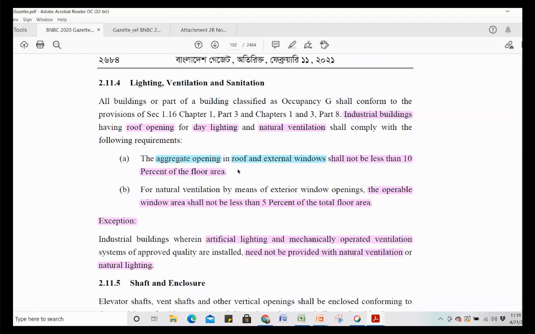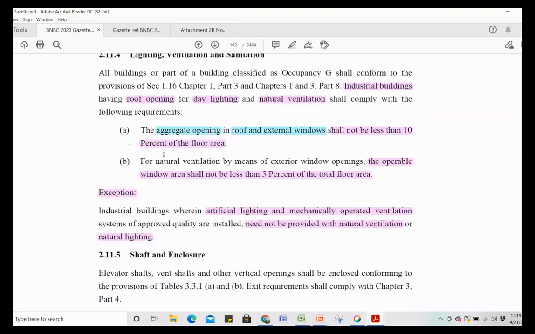The second clause says that for natural ventilation by means of exterior window opening, the operable window area shall not be less than 5% of the total floor area. So the operable window area is also very important because natural ventilation will be ensured by that. It will not be less than 5% of the floor area.